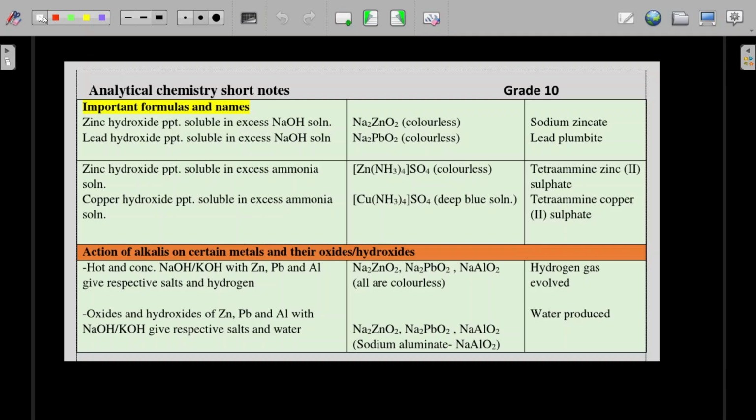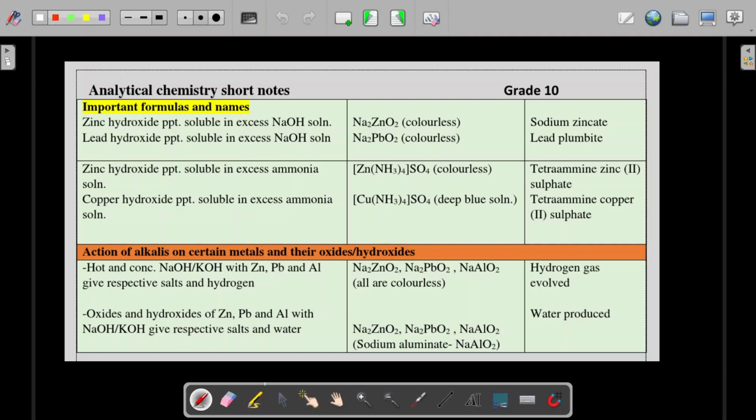Important formulas I have given here, because sometimes they may also ask you directly for formulas or the names of the compounds. Those will be easy questions if they ask. For the zinc hydroxide precipitate, whichever are soluble in excess, what are they actually forming, that colorless solution? It is the respective salt which is soluble in water. So sodium zincate it will form, and lead, when it dissolves in excess, the lead white precipitate will form sodium plumbite.